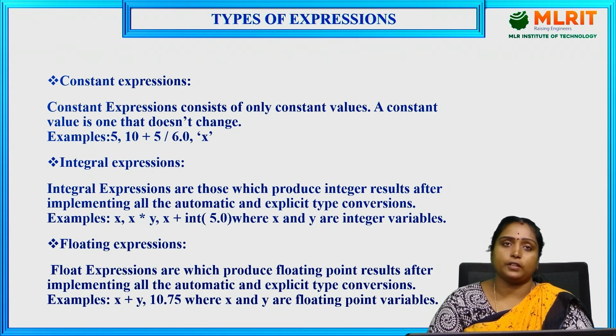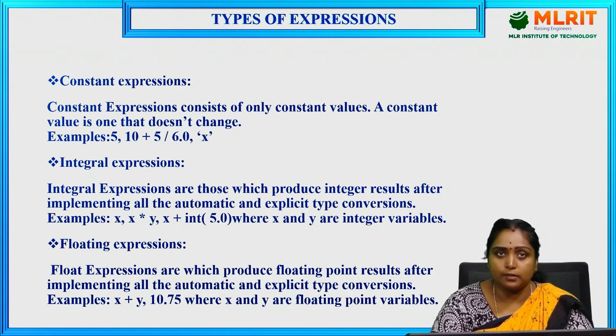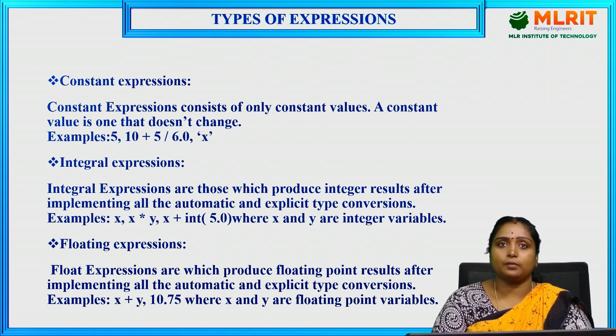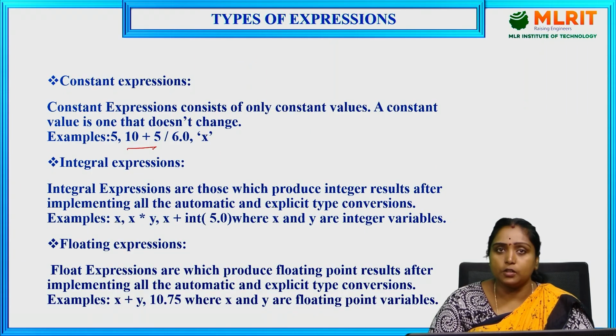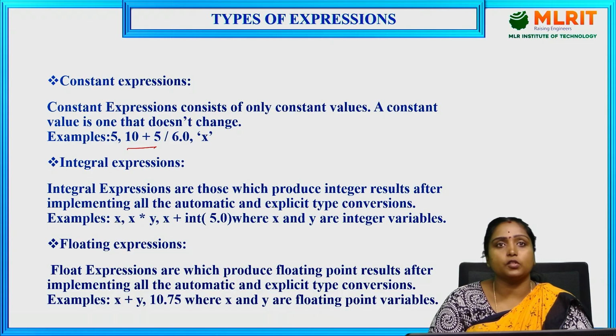Coming to the types of expressions. There are different types of expressions in C. One is constant expressions, in which you directly have numbers, like 10 plus 5 or 10 into 5 by 6. These are called constant expressions, since you have constant values which cannot be changed.